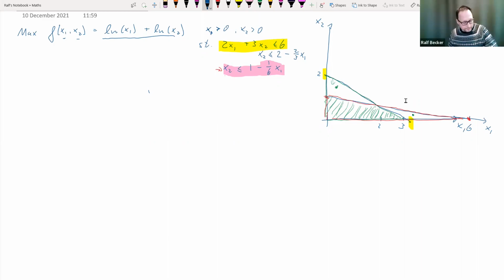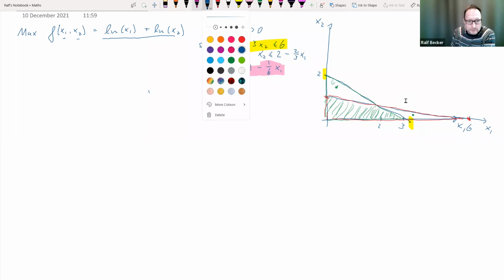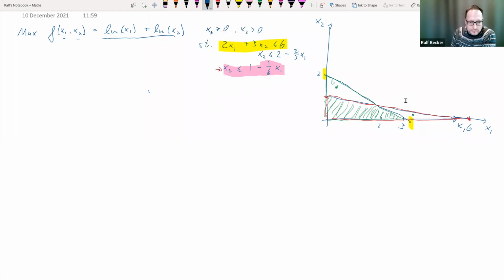Okay, so then let's see how we solve this with the Lagrangian approach. Okay, so we'll set up the Lagrangian function.